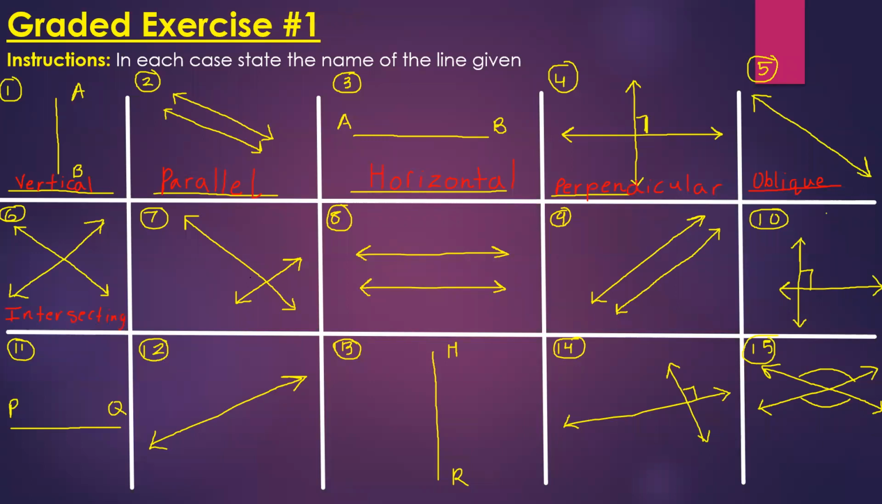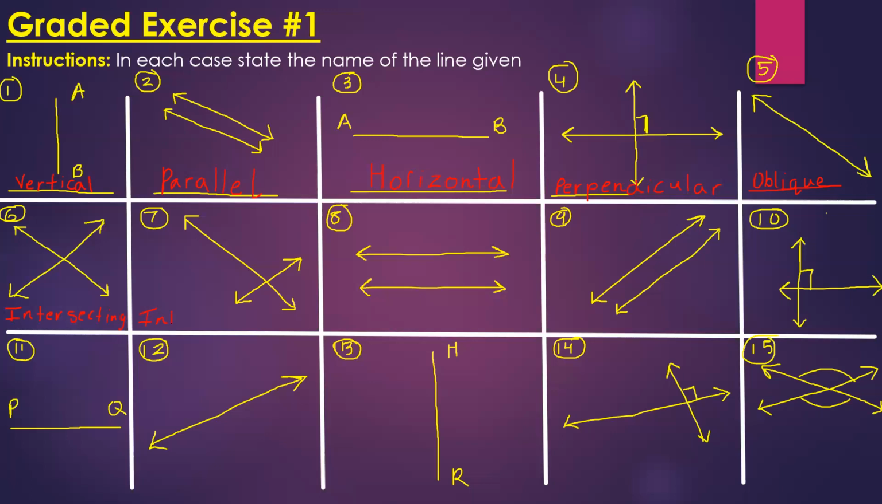And then number 7. Erwin, what do you have for number 7? Vertical. Number 7 is not vertical. Jevin, what do you have for number 7? I have intersecting. Is that correct for number 7? Anyone else have that? Yes, sir. It's intersecting.